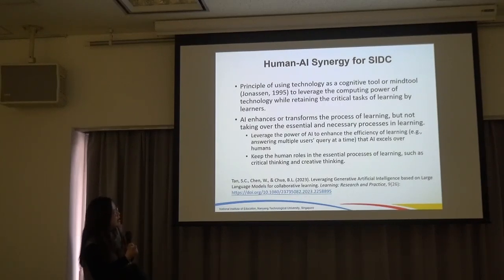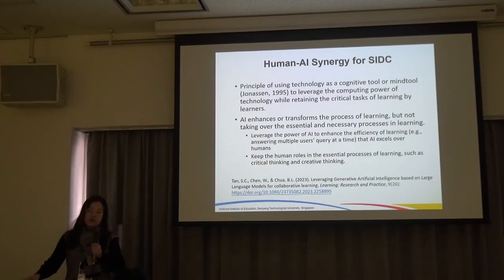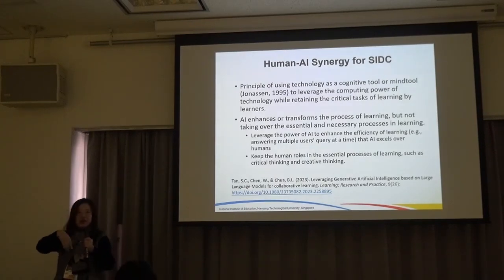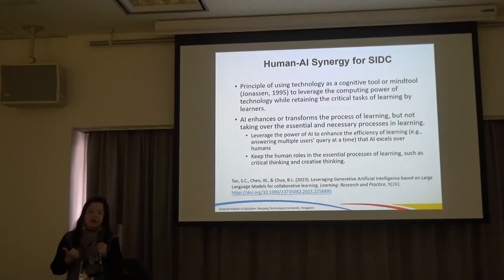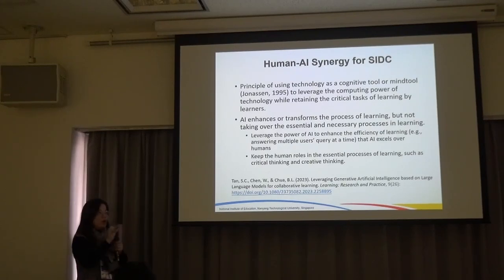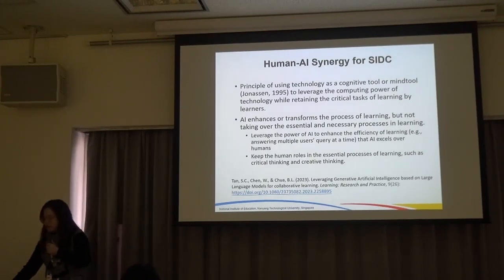Yeah, AI can excel over humans, but we keep the human roles in the essential process of learning, such as critical thinking and creative thinking. Now, with AI so pervasively available and so powerful, when students are doing SIDC, quite often they may just get generative AI to generate ideas for them, create for them, not just create with them. So I think letting AI create something for the learner or create with the learner will inform different sets of learning design principles.